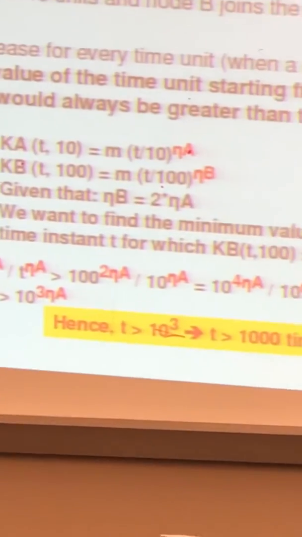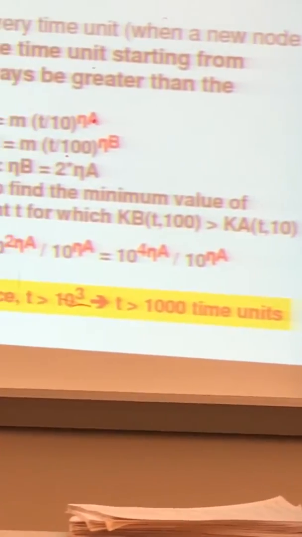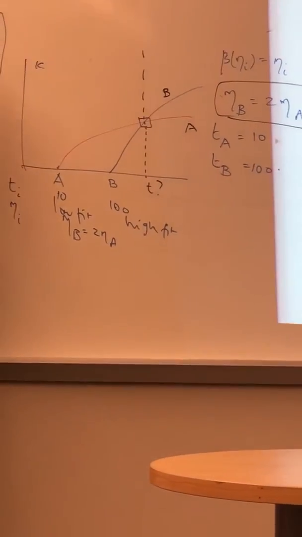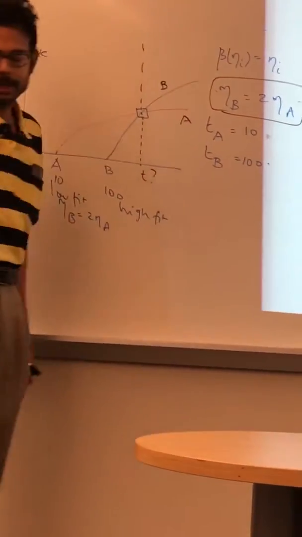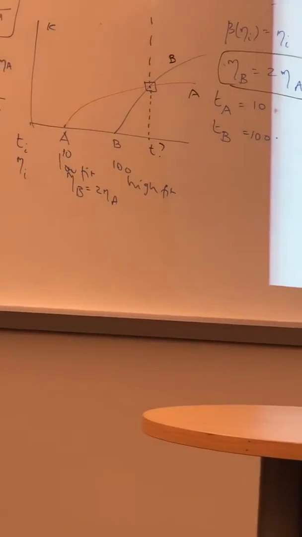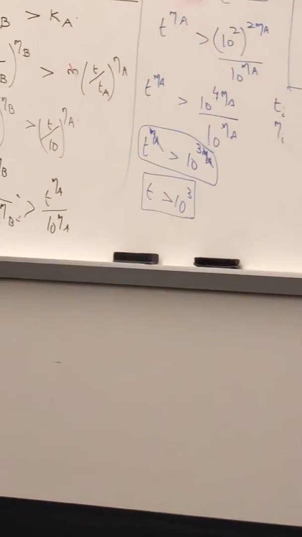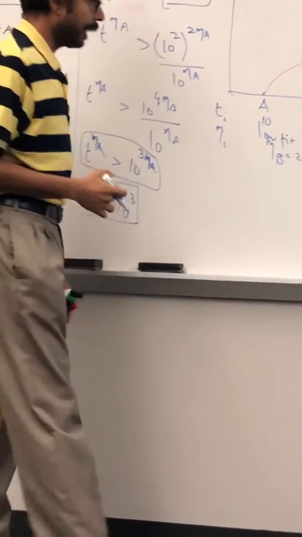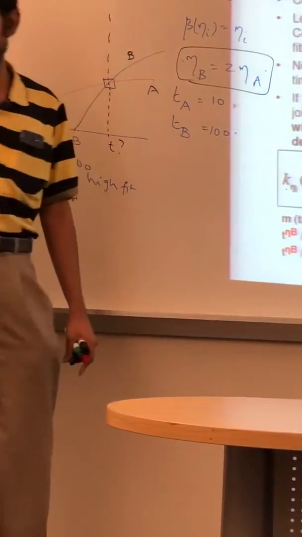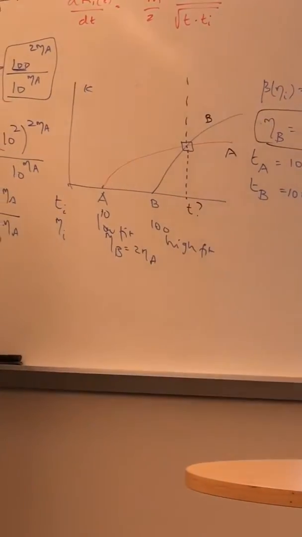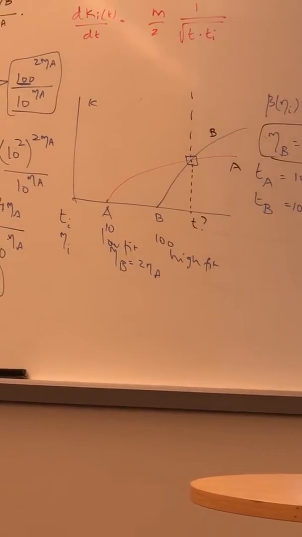So starting from time 1001, until 1000, so 1000 is actually the time they will be the same. So starting from time 1001, or time greater than 1000, so that we can keep it as simple as that. So we got the answer. Starting from time greater than 1000, the degree of node B will be greater than the degree of node A. So this is some important problem.